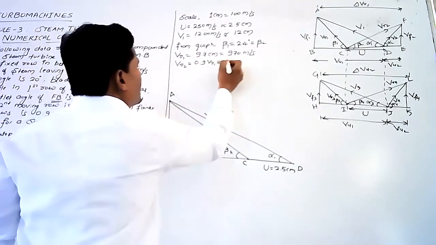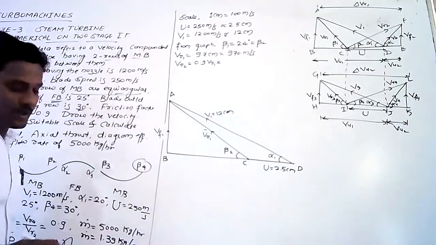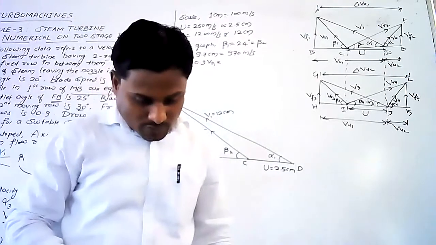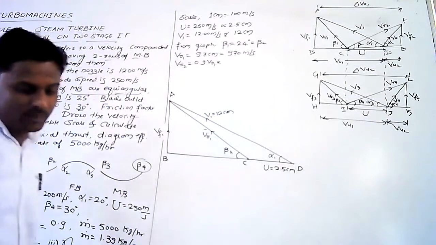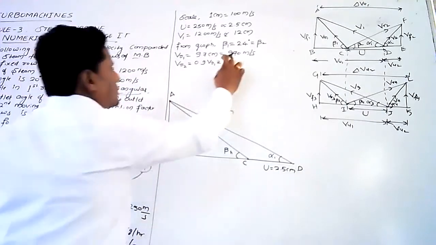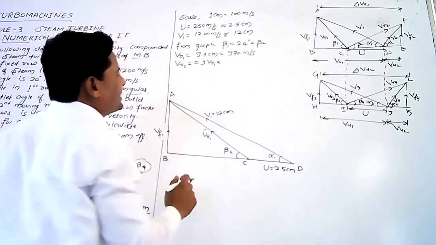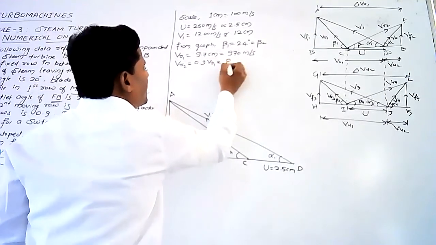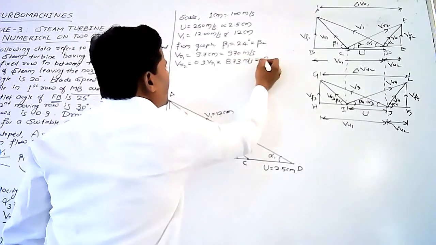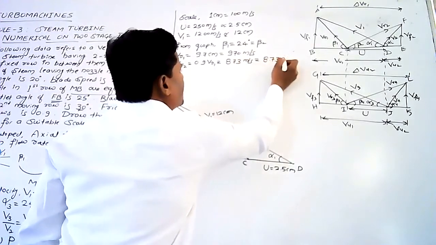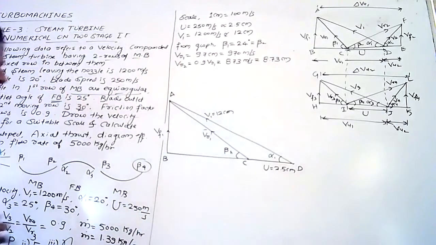So multiply 0.9 into 970, and you'll get 873 meter per second. Or you can say it as 8.73 centimeters. Both are the same, 8.73 centimeters.